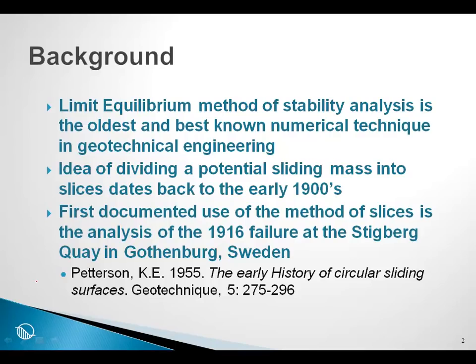The idea of dividing a potential sliding mass into slices dates back to the early 1900s. To my knowledge, the first documented use of the method of slices is the analysis of the 1916 failure at Stigberg Quay in Gothenburg, Sweden. The case history is published by Patterson in Geotechnique in 1955. The title of the article is The Early History of Circular Sliding Surfaces.